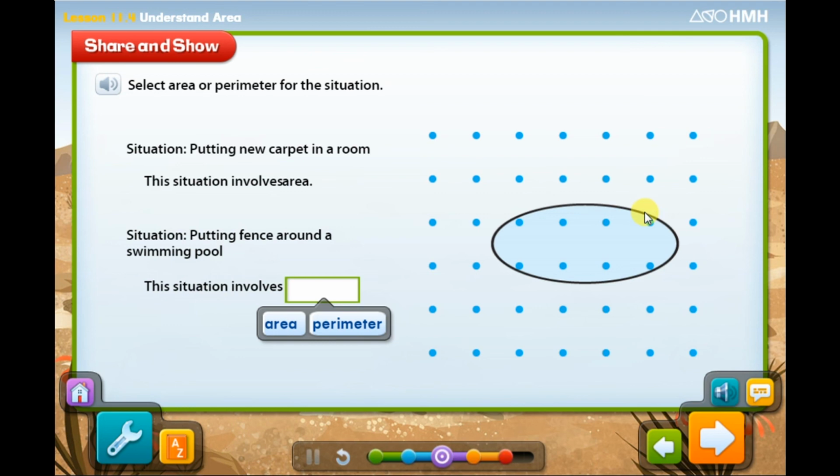The distance around the swimming pool will be the perimeter. Good job! Putting a fence around a swimming pool involves perimeter. Perimeter is the distance around the outside of a figure. You need to know the distance around the outside of the swimming pool to put up a fence.